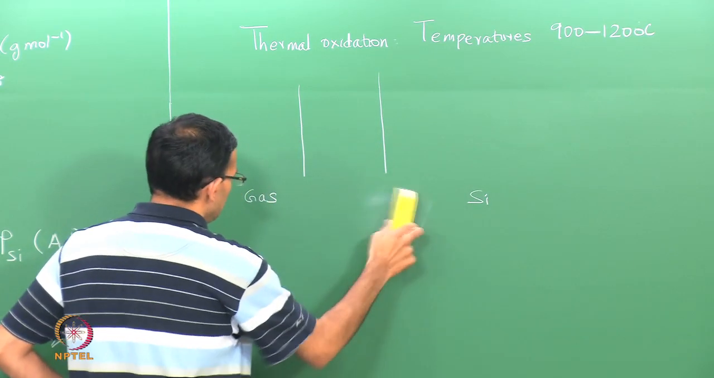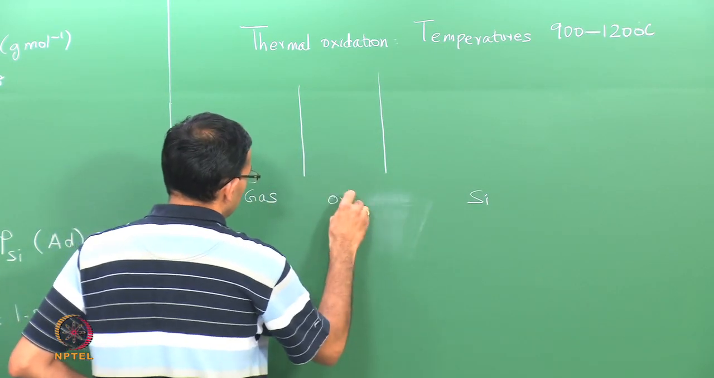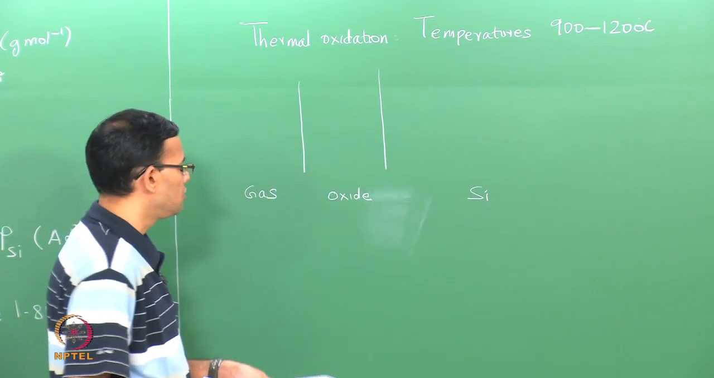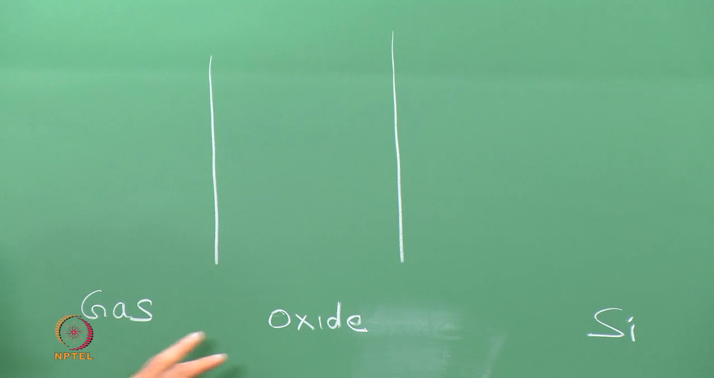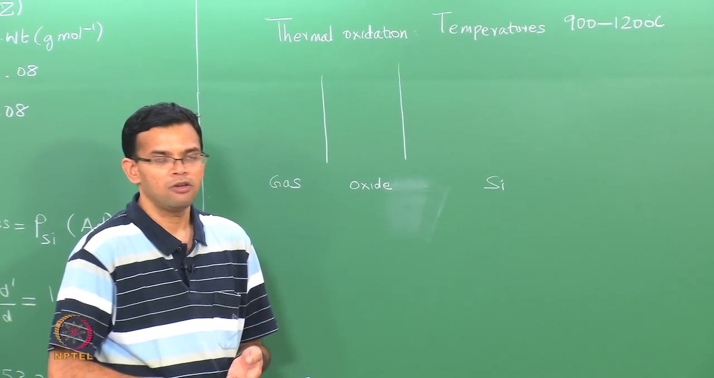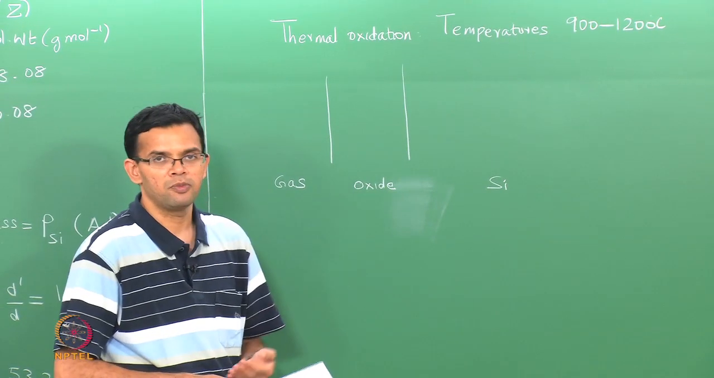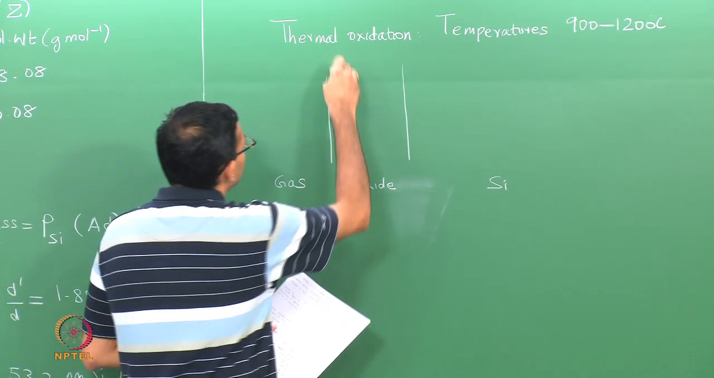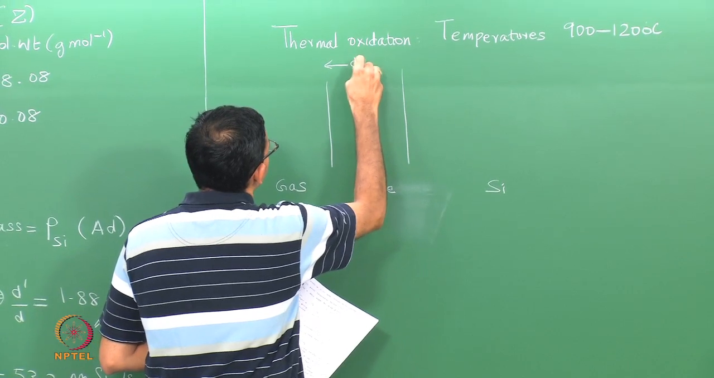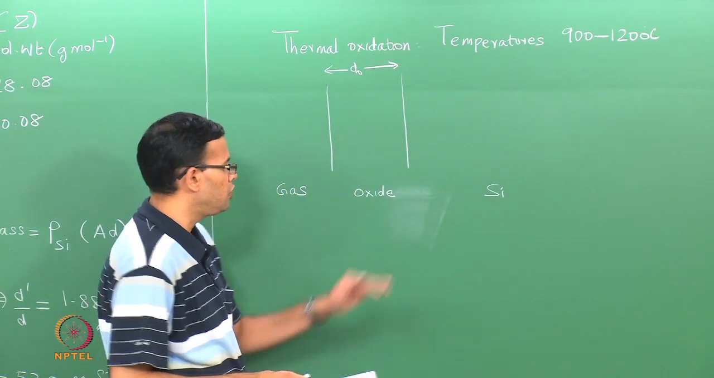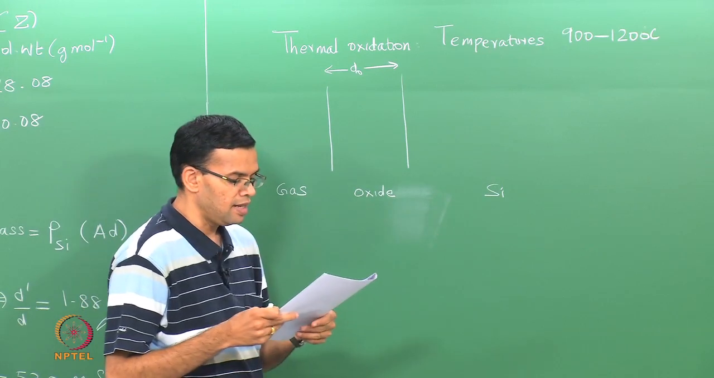So, let me just write this here. We have two interfaces. One is the interface between the gas and the oxide layer. This oxide layer can either be a pre-existing layer, or you could be somewhere at the middle of the process, so that you have an oxide layer of certain thickness. Let us call this thickness d naught. We have another interface between the oxide layer and the silicon.